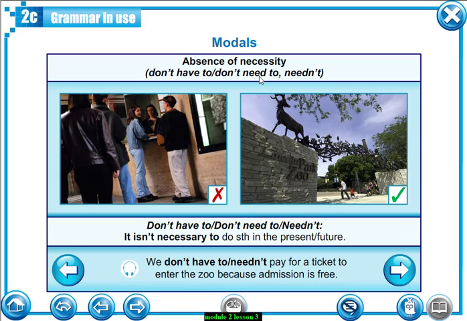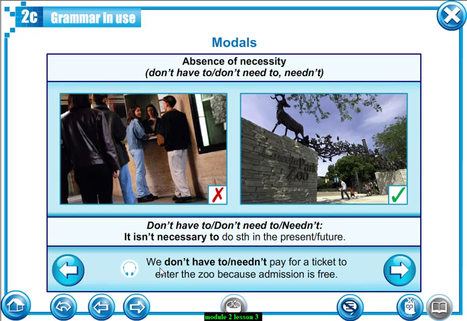Okay? How can we use modals to express absence of necessity? If we want to use modals to express absence of necessity, we use don't have to, don't need to, or needn't. It's not necessary to do something in the present or future. Focus please. We use don't have to, don't need to or needn't for the present or the future.